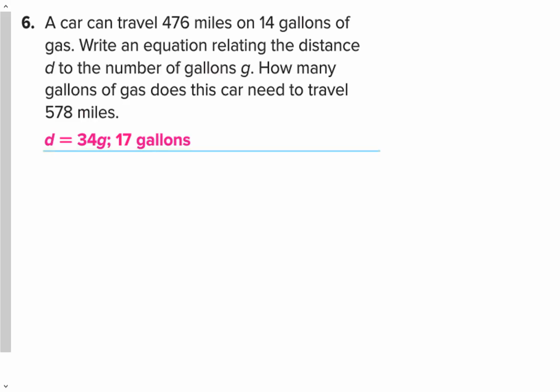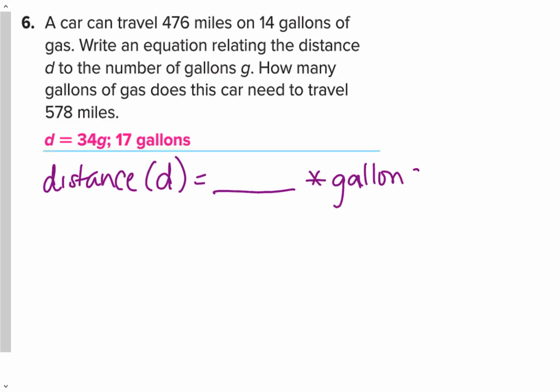equation way. So a car can travel 476 miles on 14 gallons of gas. Write an equation relating the distance, d, to the number of gallons, g. How many gallons of gas does a car need to travel 578 miles? So here we have the distance, which is d, equals some number, we don't know yet, times the number of gallons, which they said was g.